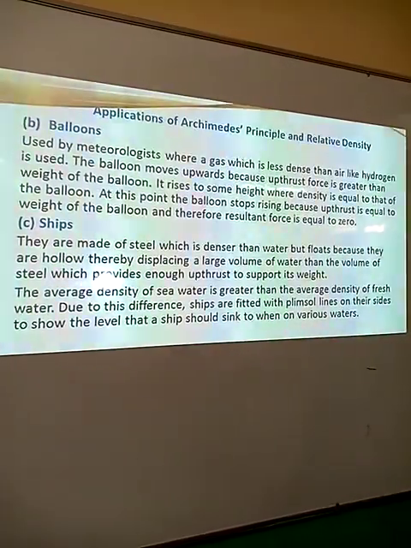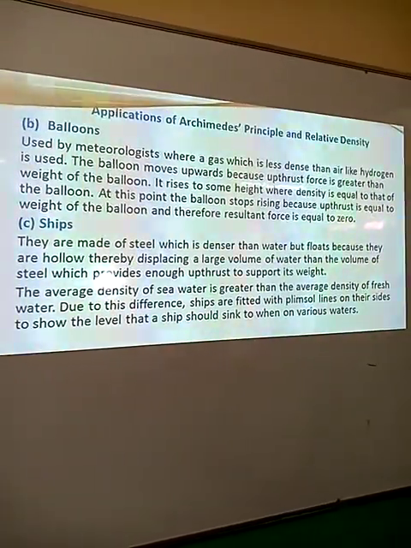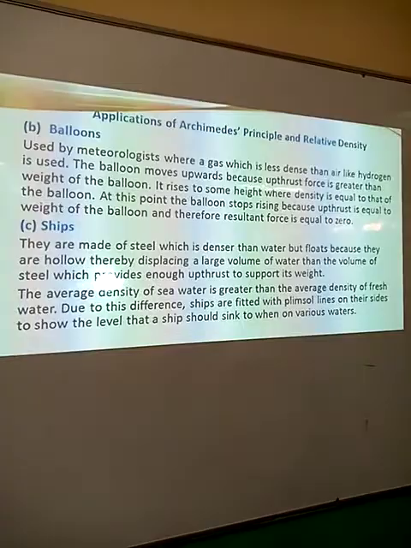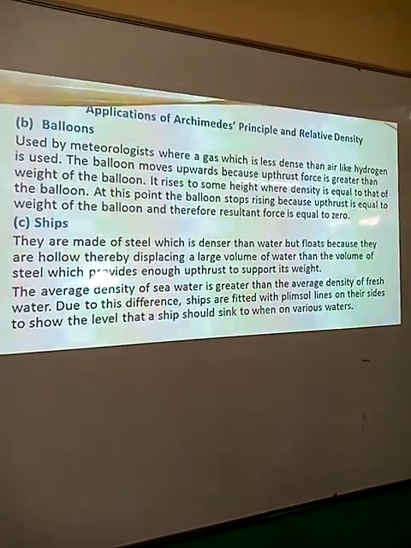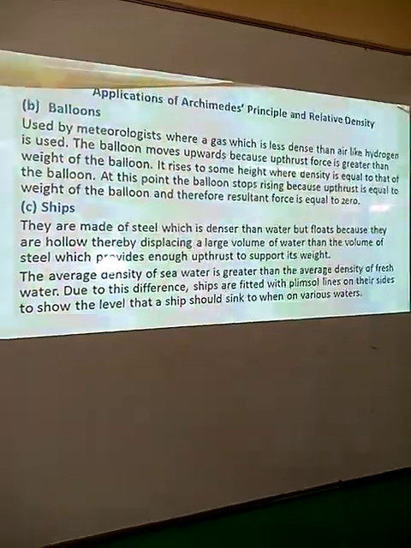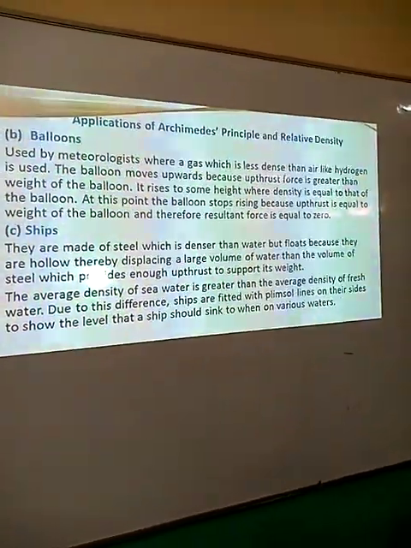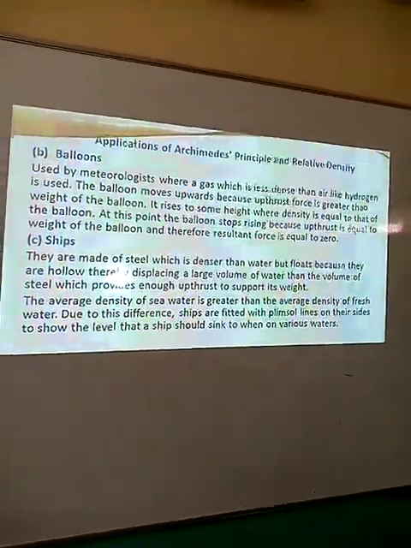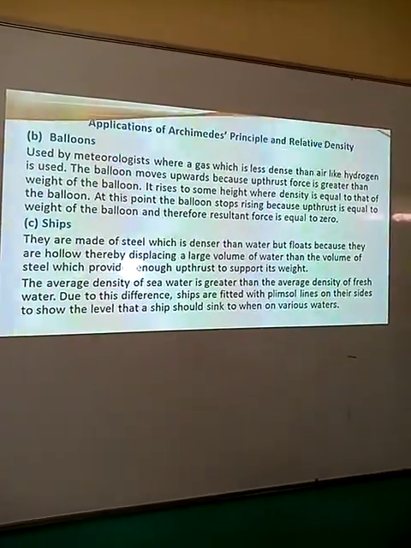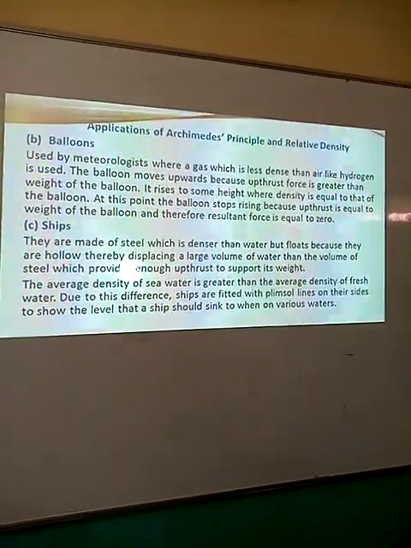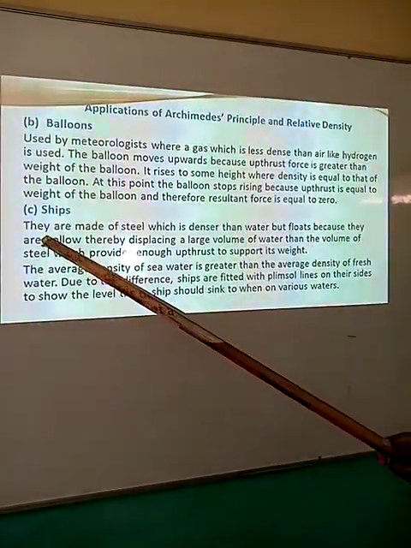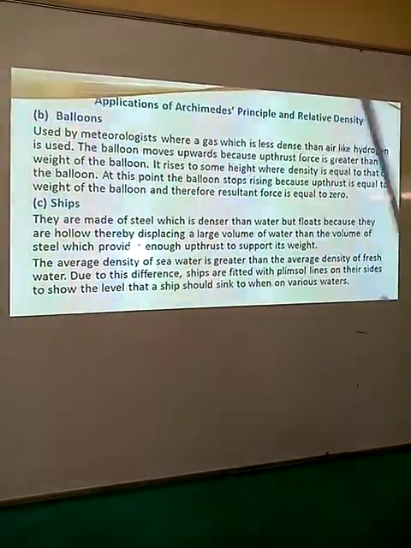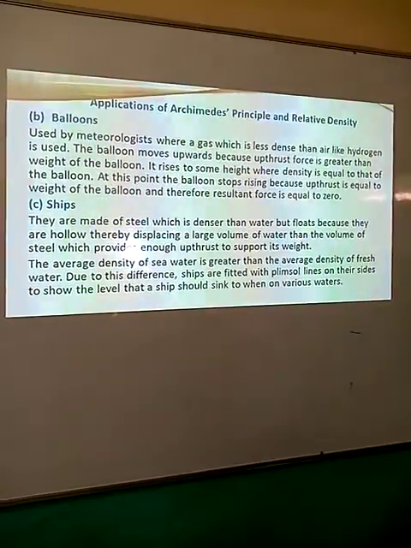The third one is the ships. Ships are normally made of steel, but steel is denser than water. If you take a piece of steel needle and you immerse it in water, you will obviously see it sink. But why is a ship able to float? They are able to float because of their shape. They are made hollow. They are big in size and the space inside is wide.